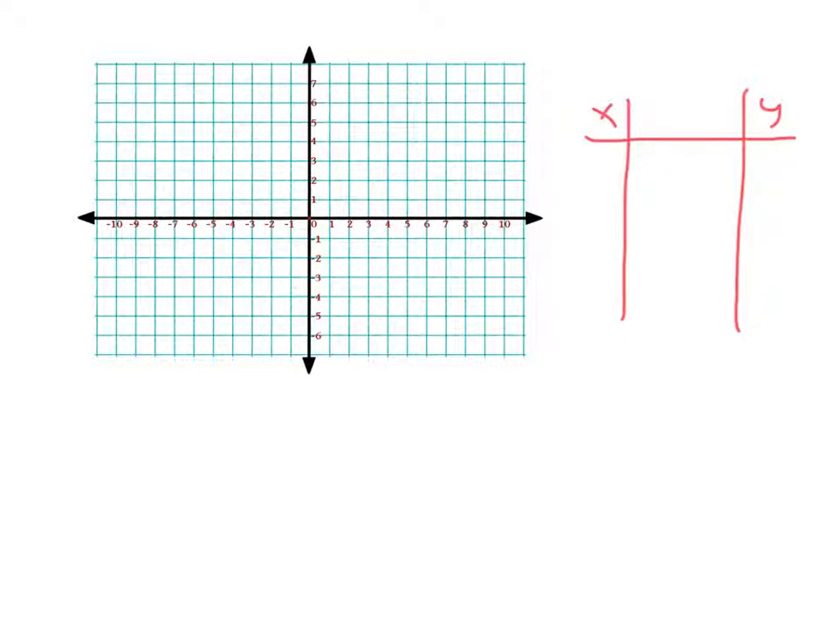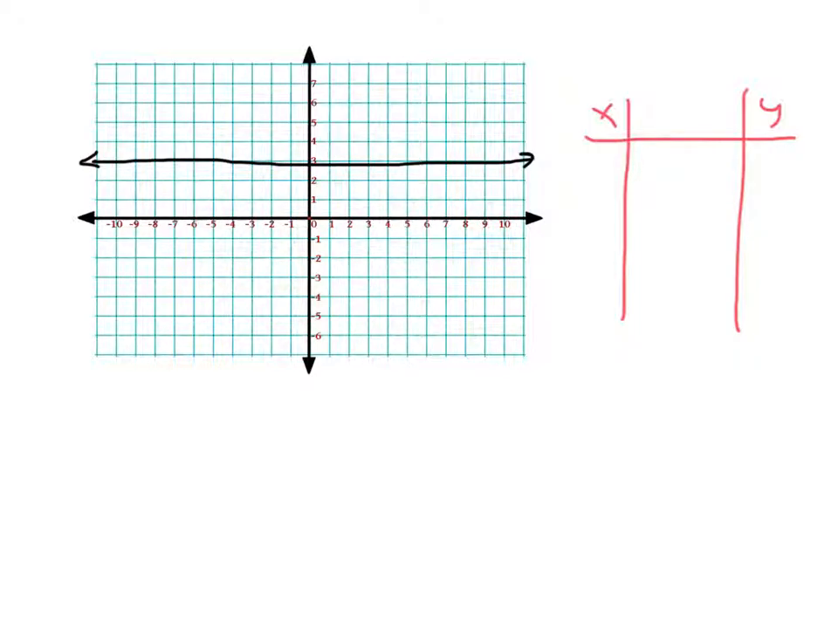Alright, I want to take some time real quick to talk about some special lines that we're going to see and how those look as equations. So the first one I want to look at is a horizontal line. Every now and then we're going to run across a line that's going to cut across your graph and kind of look like this.